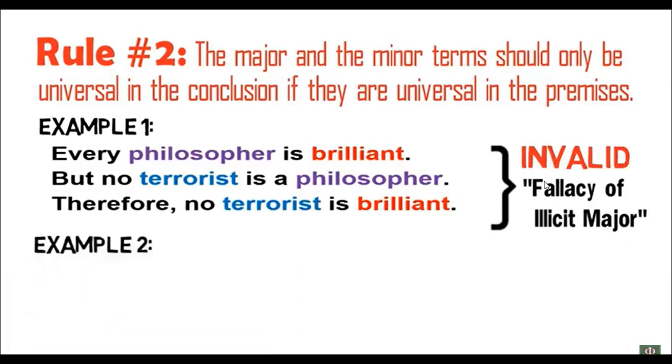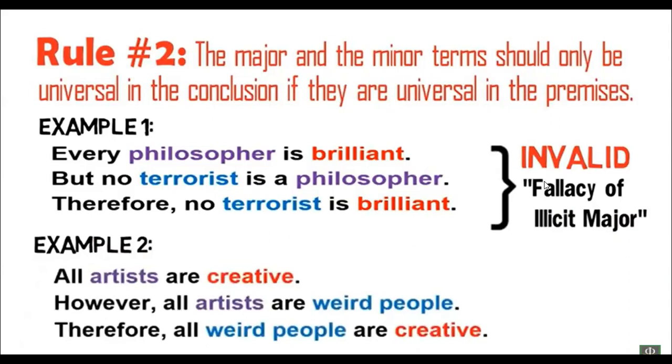Let us consider another example. All artists are creative. However, all artists are weird people. Therefore, all weird people are creative. Because the major term creative in the conclusion is particular, as it is a predicate term of an affirmative proposition, then it does not violate rule number 2, because the rule is not applicable here. As we can see, rule number 2 is applicable only to universal minor and major terms.